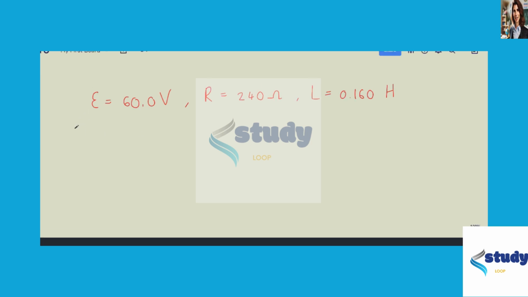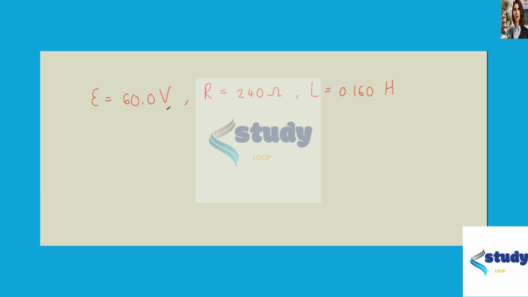Our known values for the problem are the EMF, which is 60 volts, the resistance, 240 ohms, and the inductance of 0.16 henries. So first, we want to calculate the energy that is stored in the inductor. This energy U, we know, is equal to a half times L times I naught squared, where I naught is the peak current.